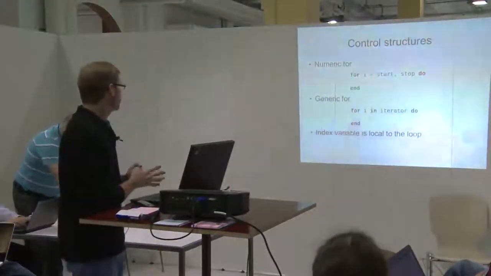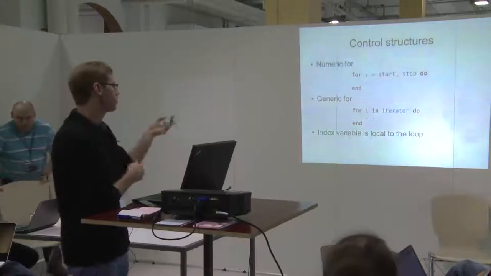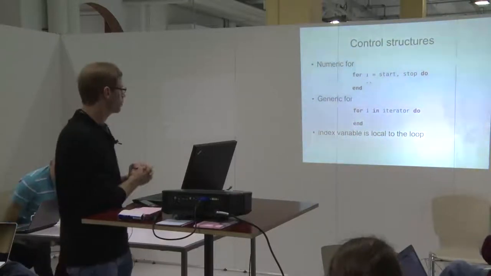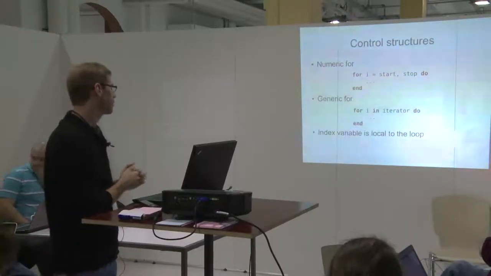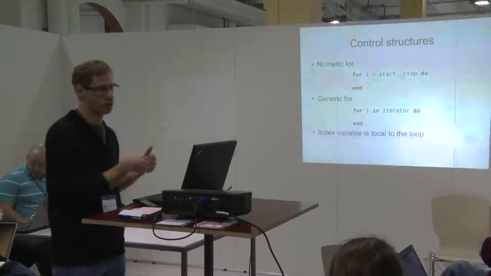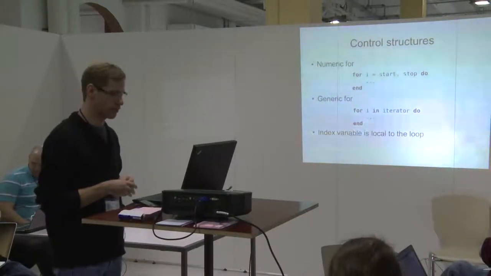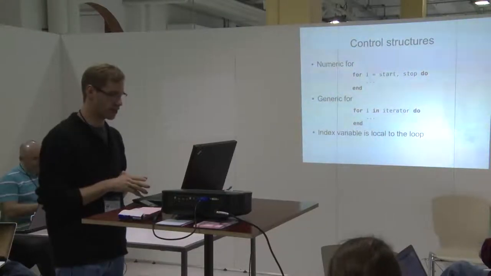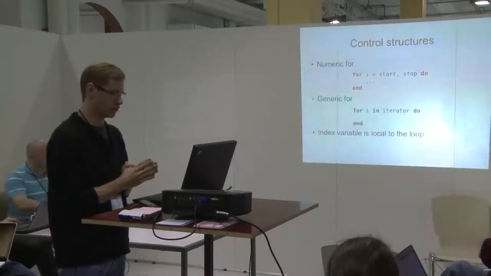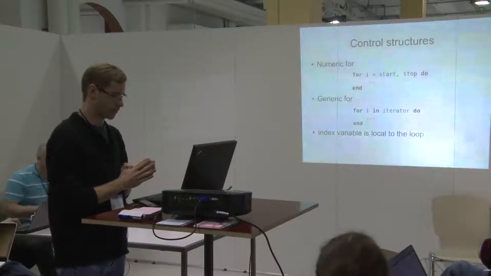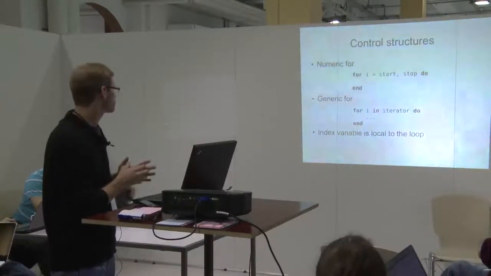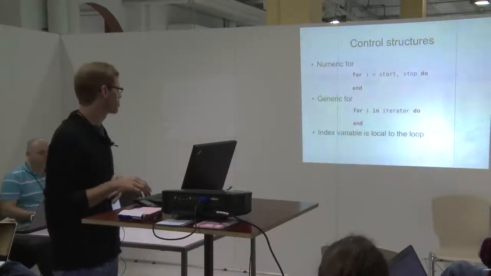So numeric for, you use an equal sign, and you can also include a third step parameter there, much like in BASIC. And the generic for, you use the keyword in. The iterator there is a function, and each time you call it, it returns a list of the next values. But there are a couple of standard iterators in Lua called pairs and ipairs, which are the only iterators really needed at a basic level of programming. And the index variable declared here, the i in these two, is local to the loop, so it doesn't exist after the loop exits.